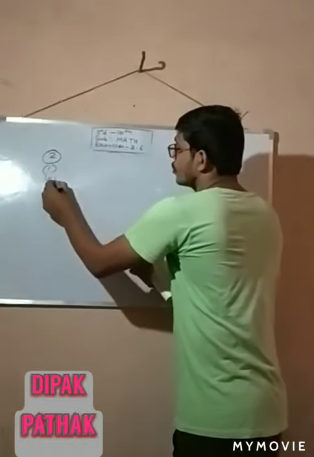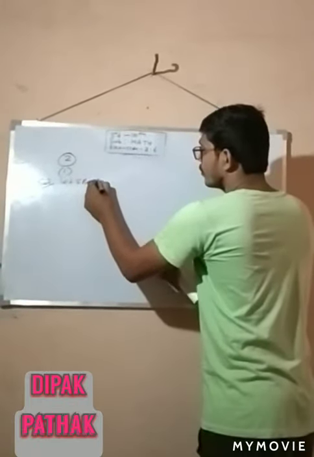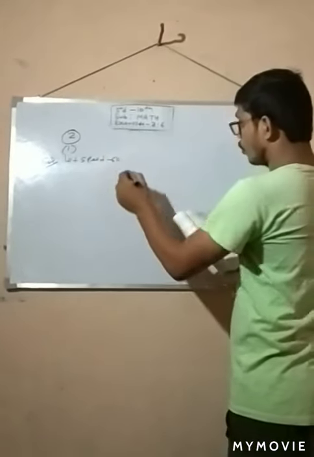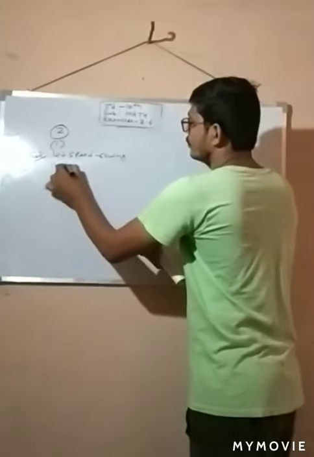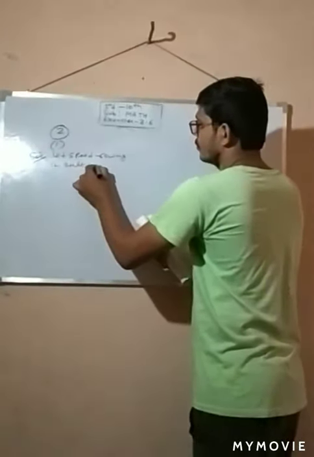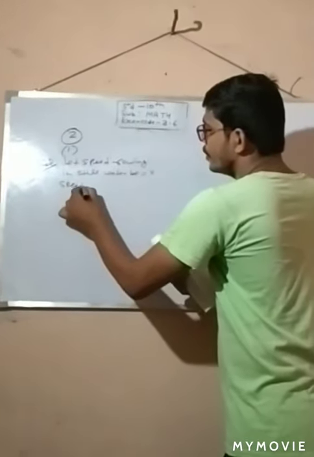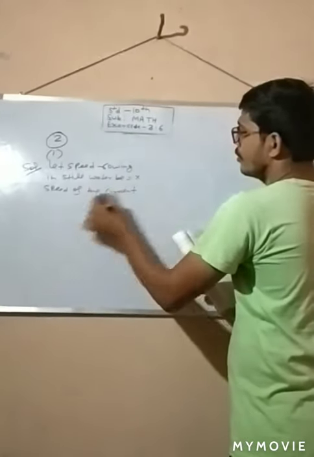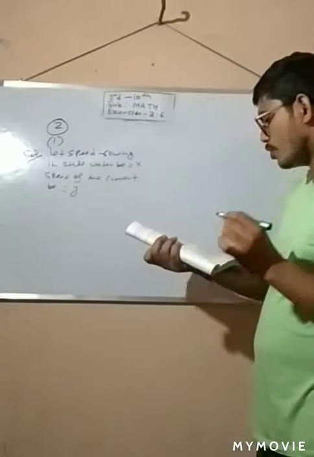Let solution: speed of rowing in still water be x and speed of the current be y.